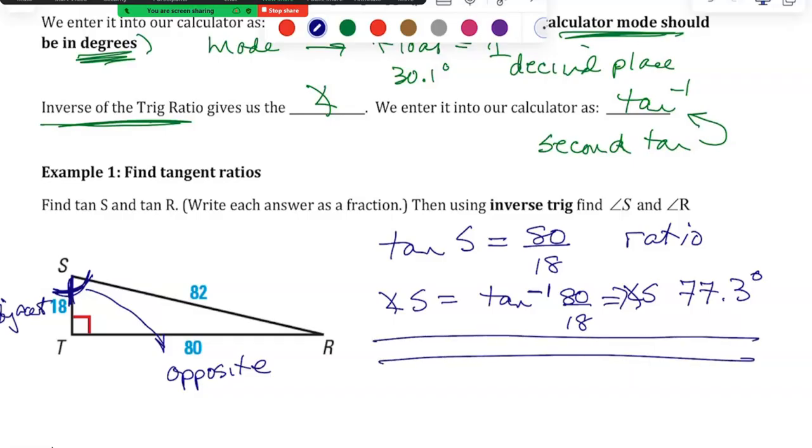Okay, now there's a second acute angle. I'm going to change to green. I mean, I'll change to red. We changed to red. I want to deal with the tan of angle R.